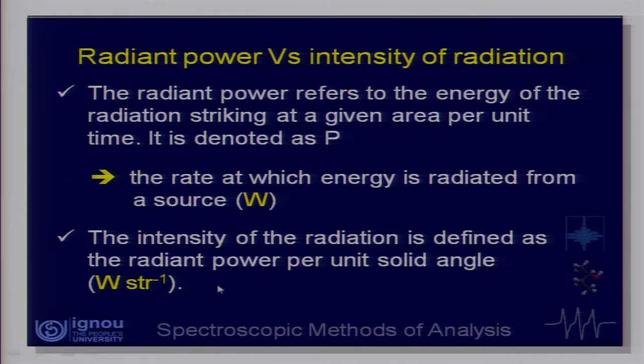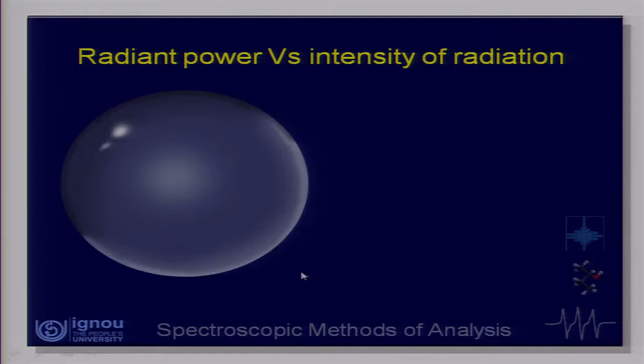Let us understand the difference between the two. Let us look at this picture here. I am just showing you a sphere here. If I have some source of radiation at the center of the sphere, which is emitting radiation, this radiation is going all across to the surface of the sphere here. So, that is the radiant power per unit time. Some radiation is coming to the surface of the sphere here. But if I take a certain section of this, say this part of it, now in this part, what is the intensity of radiation coming here?